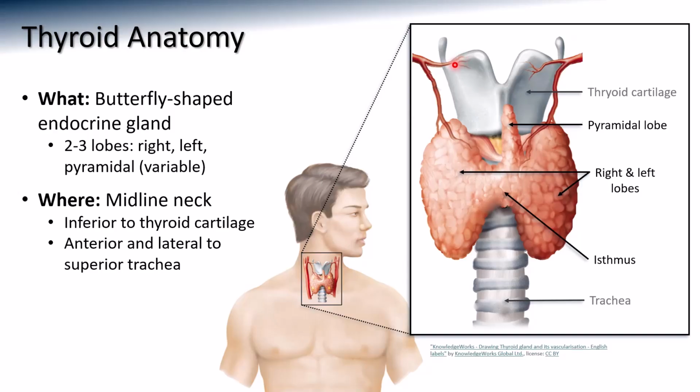It has two large lobes, one on the right, one on the left, and these are connected in the midline by this isthmus here, which sits anterior to the trachea. There is also potentially a third pyramidal lobe that sticks up in the middle here, and this is variably present from person to person.